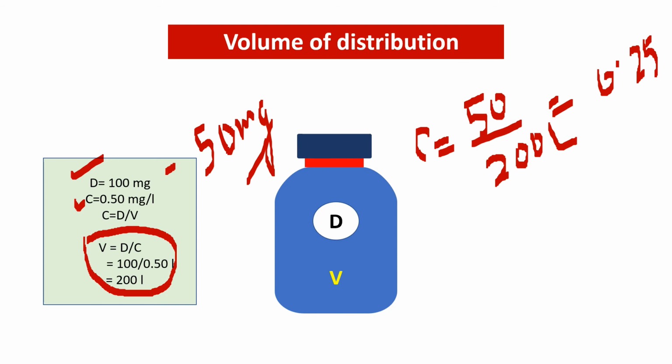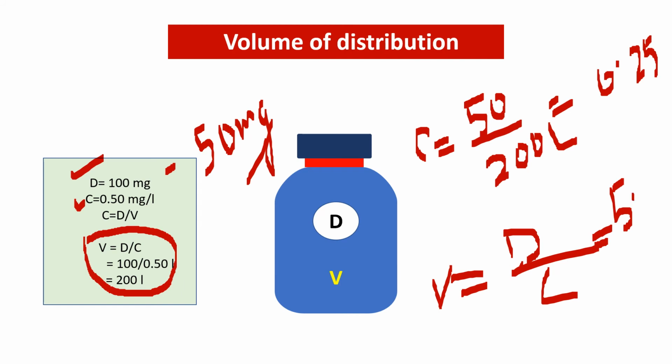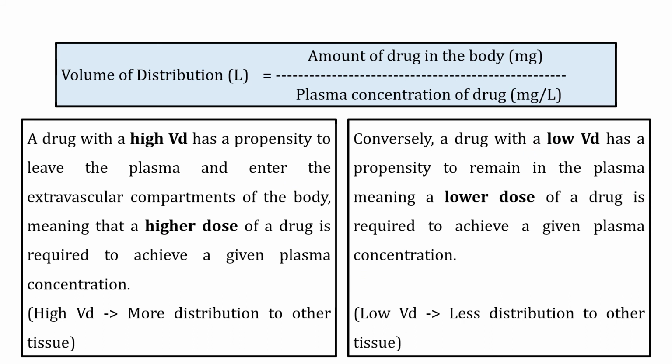If we try to calculate the volume of distribution here, V is equal to D by C, where D is 50 milligram and C is 0.25. What you will get is the same volume of distribution. So no matter what exactly you give, 50 milligram, 100 milligram, 200 milligram, the volume of distribution for that particular drug will be the same. It's a simple thing, but people get confused. My students sometimes are not able to answer these questions regarding the volume of distribution.